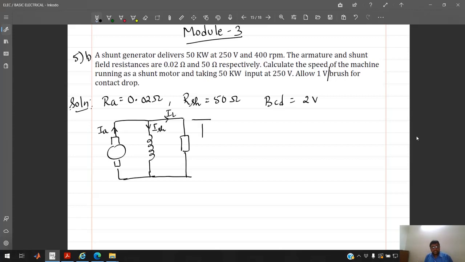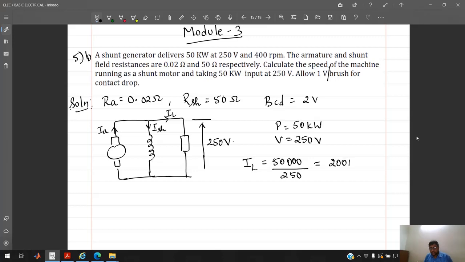This will split up as ISH and IL. You have been given that the terminal voltage at the load side is 250 volt and the power is 50 kilowatt. From here you can directly calculate the load current IL. IL will be equal to 50 kilowatt, or 50,000, divided by 250. You are going to get the load current as 200 amperes.